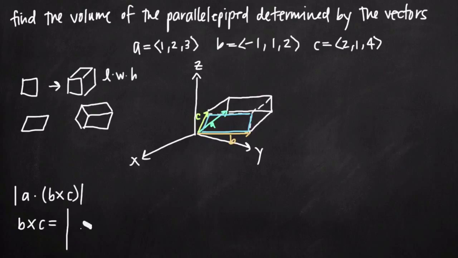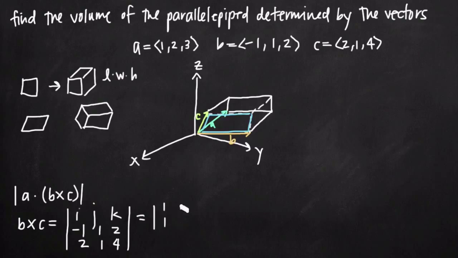What we need to do is set up our matrix, and I'll go through this kind of quickly because we've already talked about cross products. So we have i, j, and k in our first row, the vector B in our second row, -1, 1, and 2, and then the vector C in our third row, 2, 1, and 4.